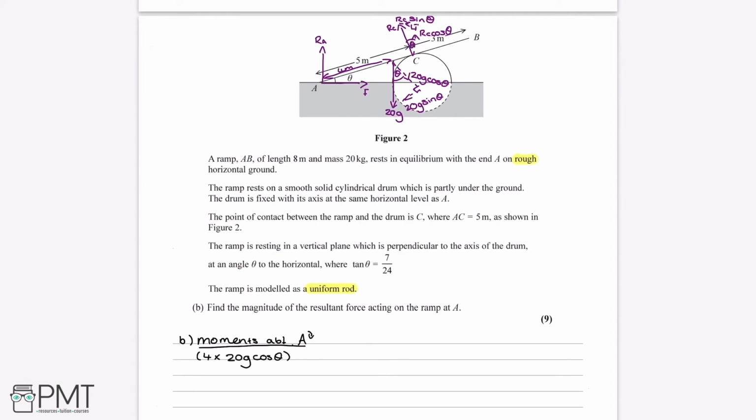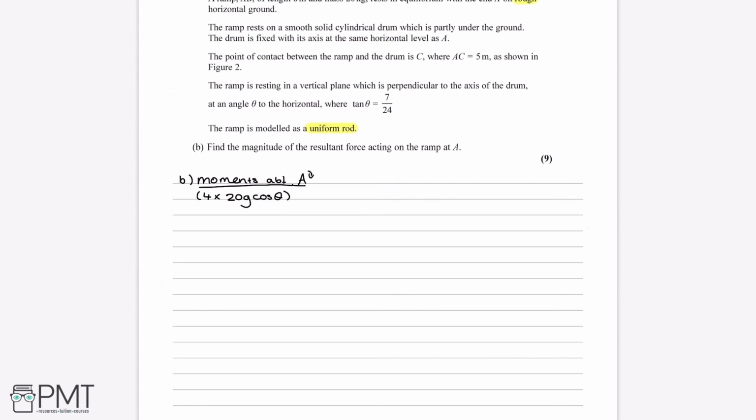again, there's only one, but this time it is RC, and it's not a component of RC, because if we look, we can see that RC is perpendicular to this ramp. And we know that RC is 5 meters away from the point A, so, and we're taking this away because now this is anti-clockwise, the distance is 5 meters multiplied by RC.